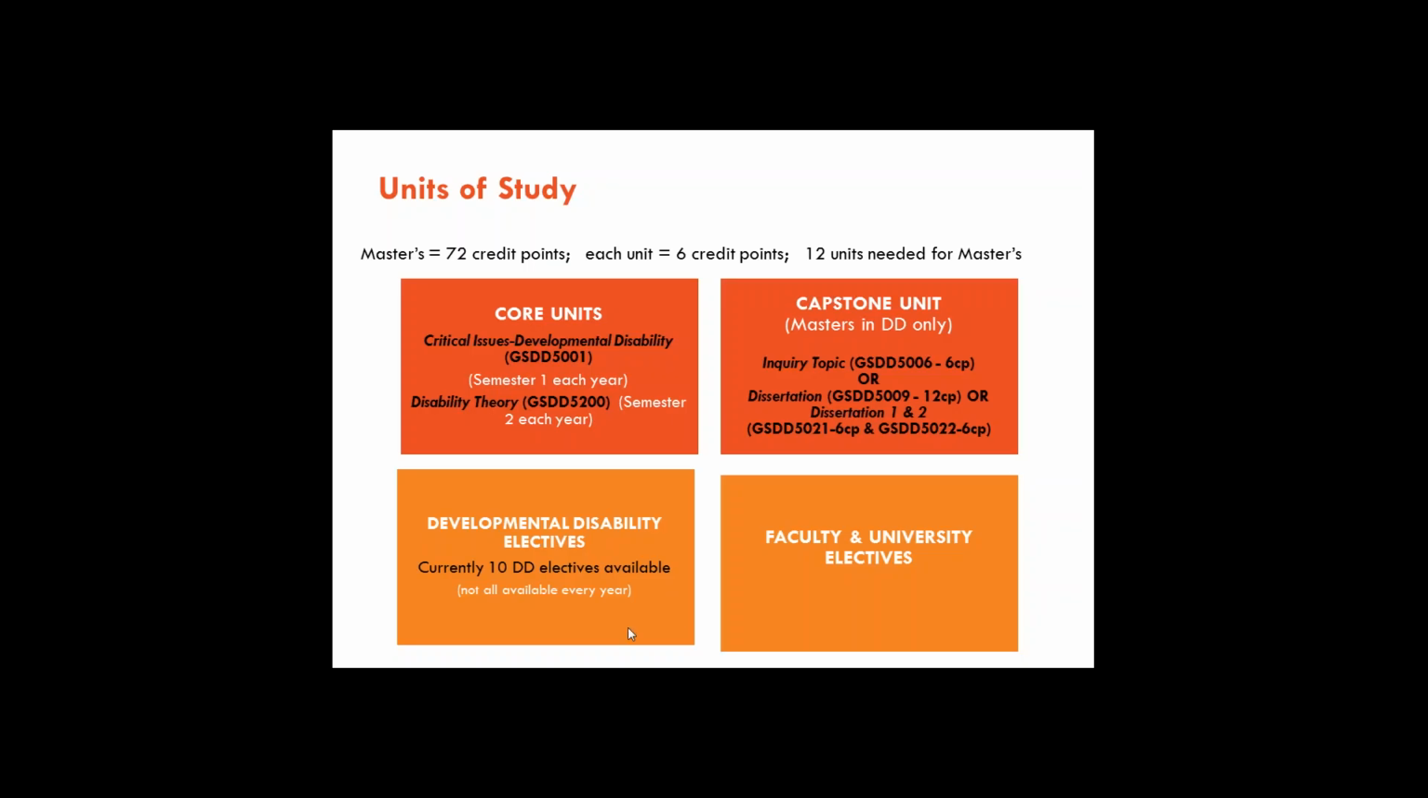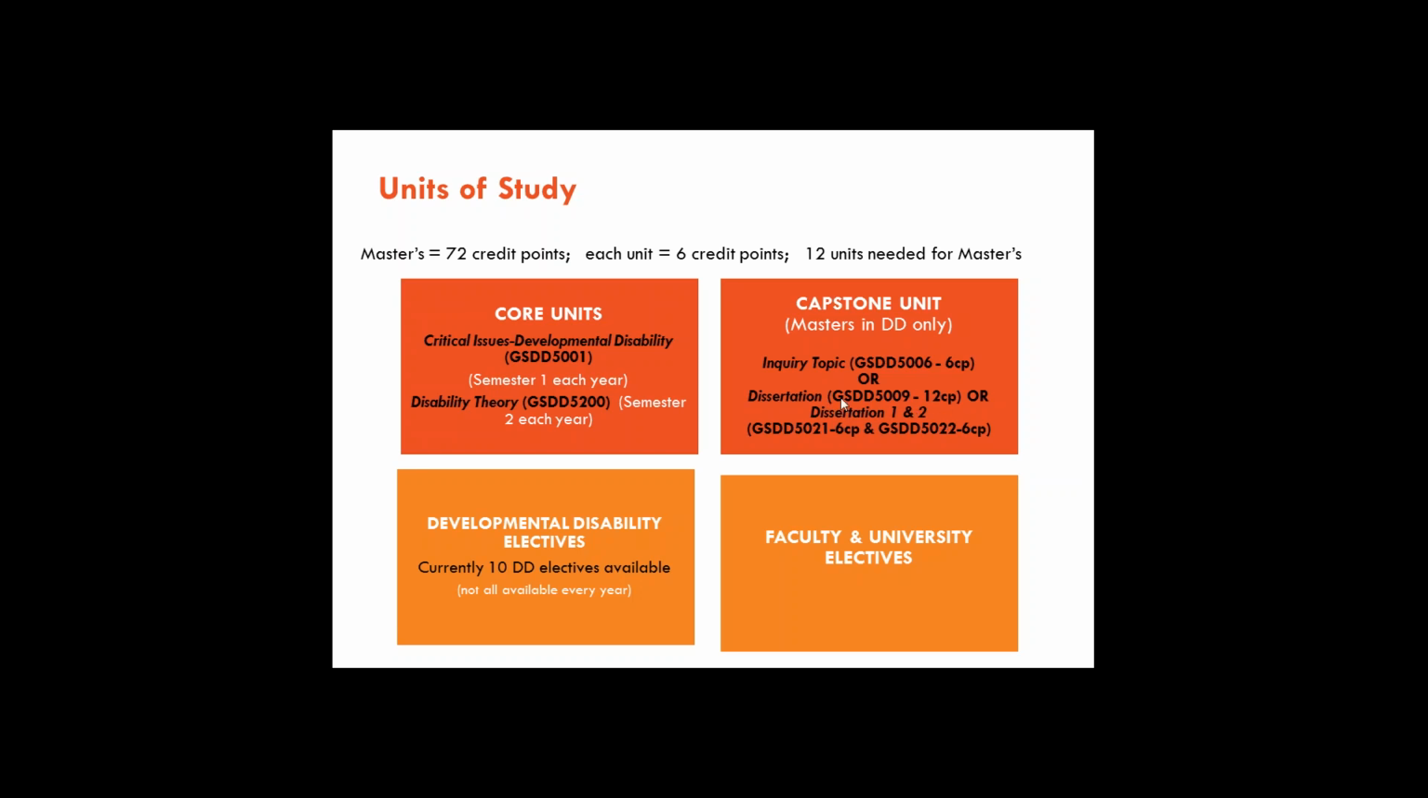Turning now to the specific units of study, I've already introduced the 2 core units, which you can see in the box in the top left of your screen there, Critical Issues and Disability Theory. I've also mentioned the capstone unit, and that's compulsory but only for the master's students and is not available for the graduate certificate students. And there are various formats of that capstone unit.